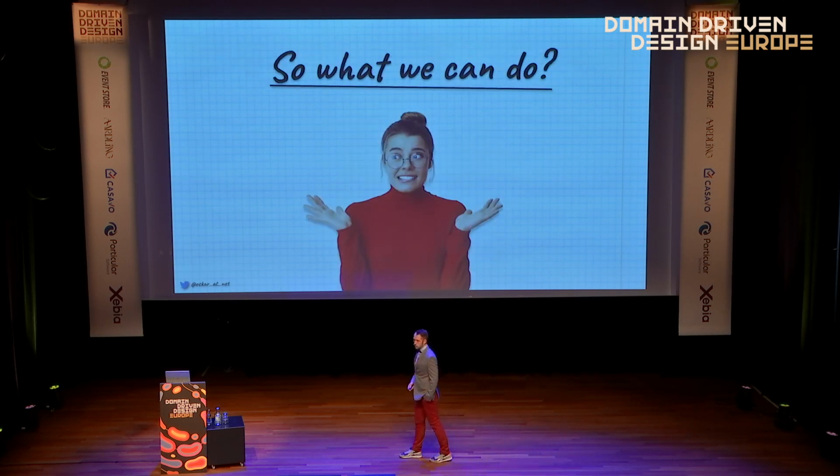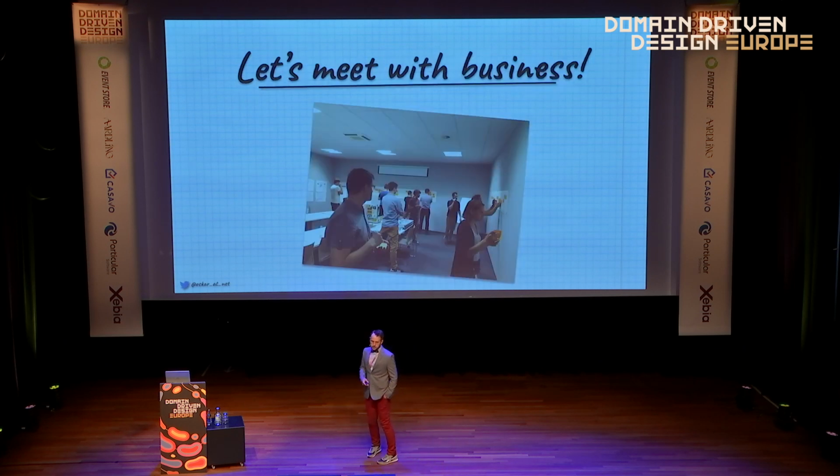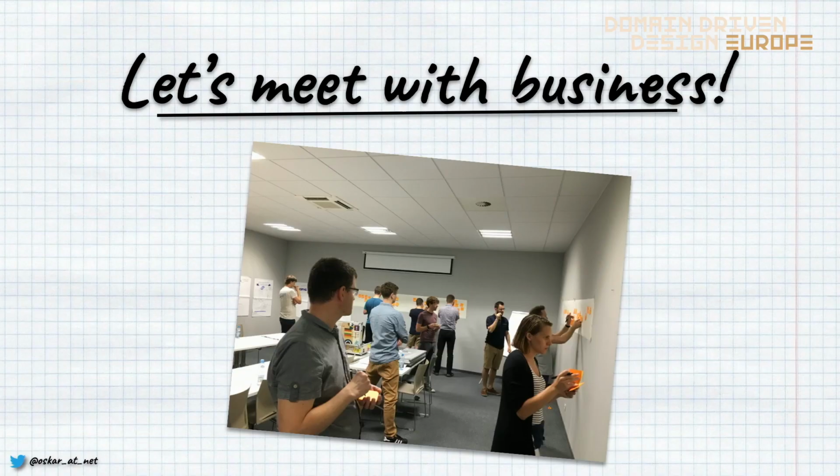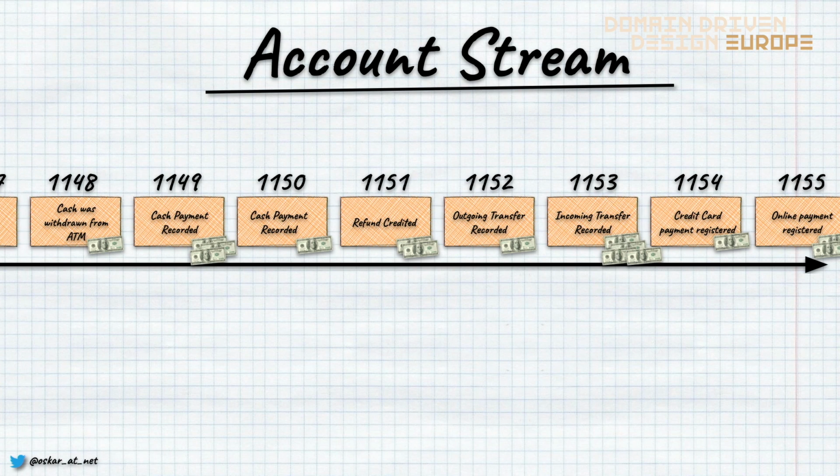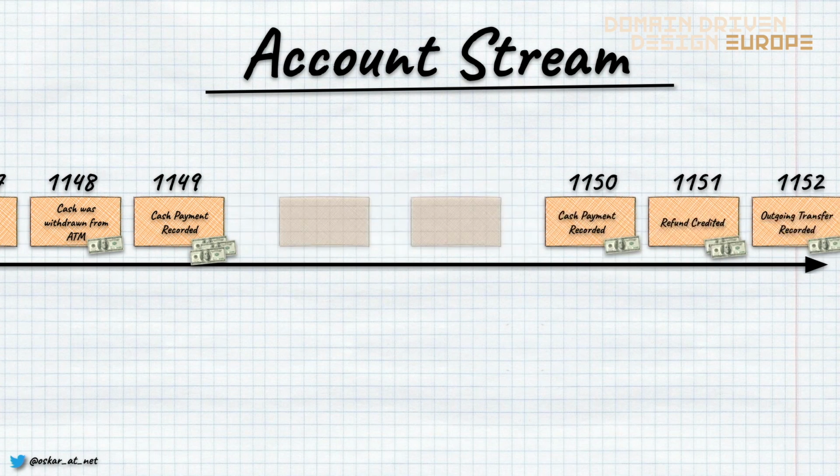So what can we do? We can, of course, meet the business. We can do some event storming session, or we can just say, hey, Tom, can we talk? Can we discuss whether what I envisioned and how I modeled it in my code is the same as how the business workflow works? If we ask enough whys, then we might realize that the vision, this account stream that I showed you, is not the one that you should have. That there is something missing there.